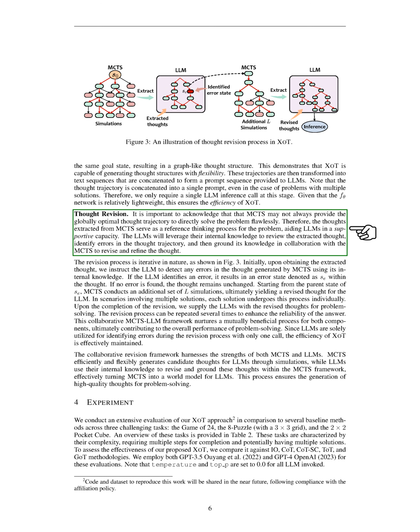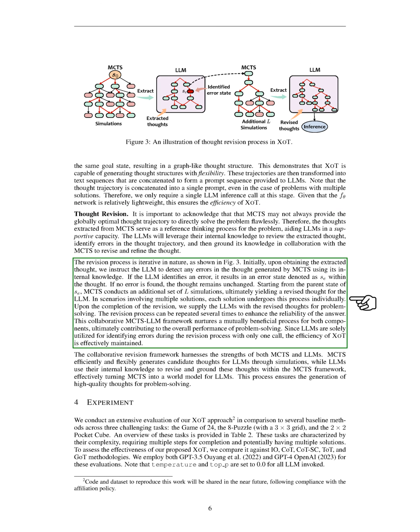The revision process is iterative in nature. If the language model identifies an error, it results in an error state within the thought. If no error is found, the thought remains unchanged. Starting from the parent state of the error state, MCTS conducts an additional set of simulations, ultimately yielding a revised thought for the language model. In scenarios involving multiple solutions, each solution undergoes this process individually. Upon the completion of the revision, we supply the language models with the revised thoughts for problem solving. The revision process can be repeated several times to enhance the reliability of the answer.